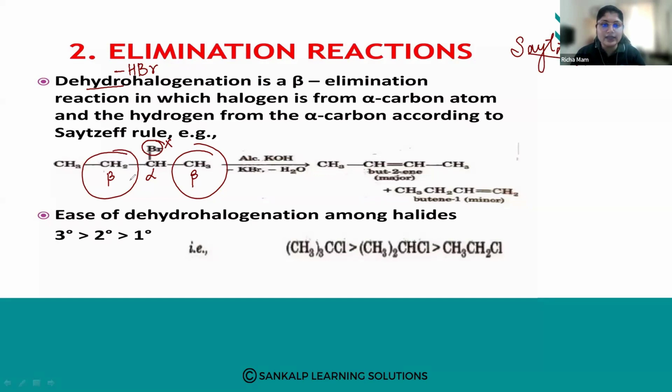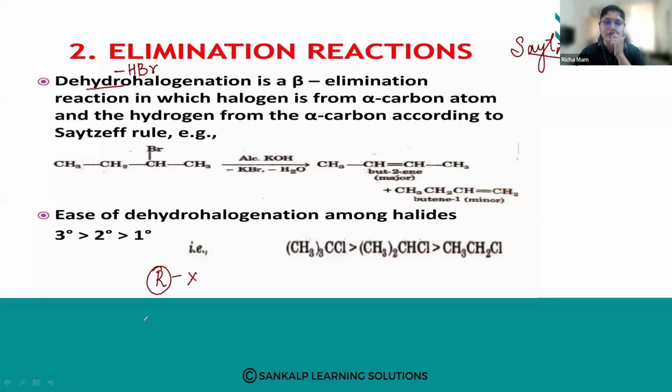When we have an alkyl halide, this is the alkyl halide you can see here, students. Alkyl halide means RX, where R can be any alkyl chain. We have seen the different alkyl chains: methyl, ethyl, propyl, butyl.